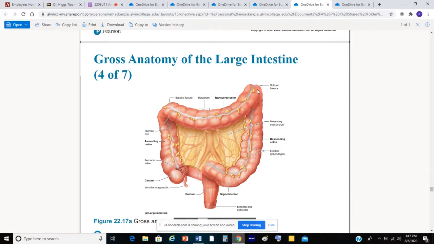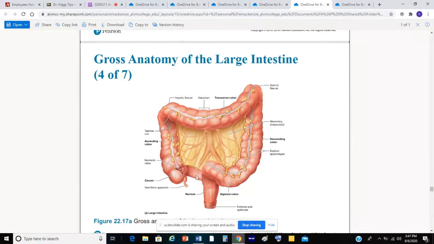Then you cross from right to left as the transverse colon until you bump into the spleen, and then you curve down the left side of the body as the descending colon. So you hit the pelvic floor curving as the sigmoid colon. Then you finish off as the rectum and anus.